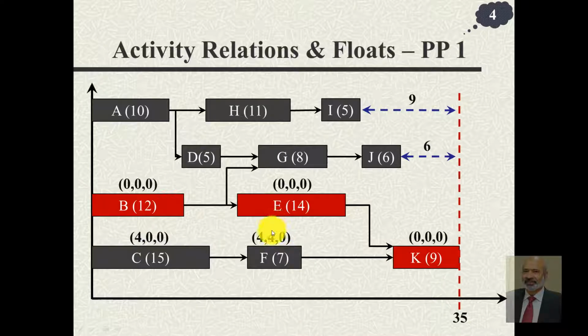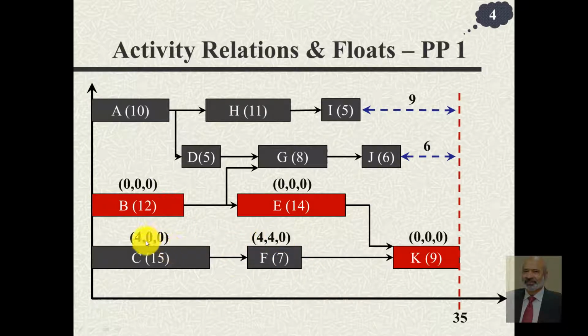the flexibility or the possible amount of delay that this activity can avail without affecting the succeeding or the following activity. And since the succeeding activity is already on the critical path with its floats as 0, this activity has a free float of 4. But if we allow activity C to utilize its float, then the independent float of activity F is 0.